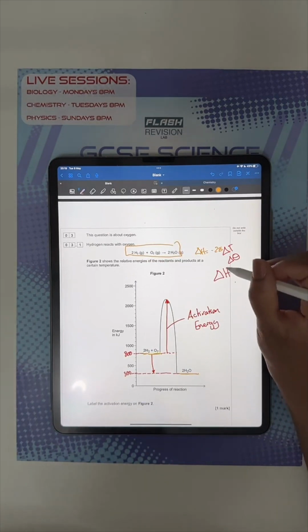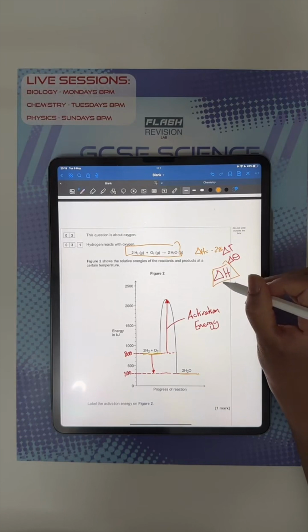What does delta H mean? Delta H means change in energy. So overall energy change in the reaction.